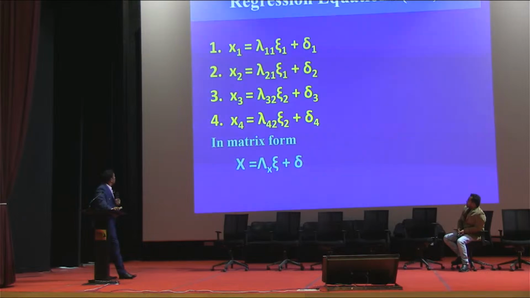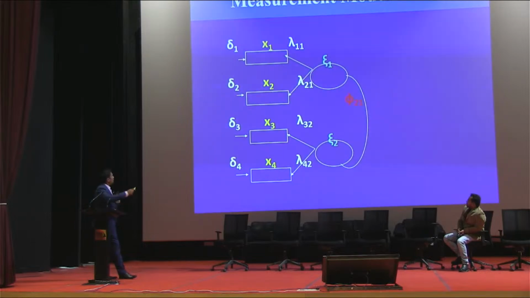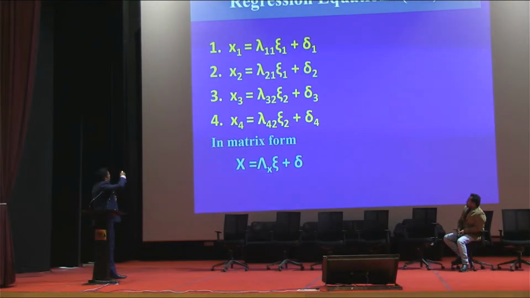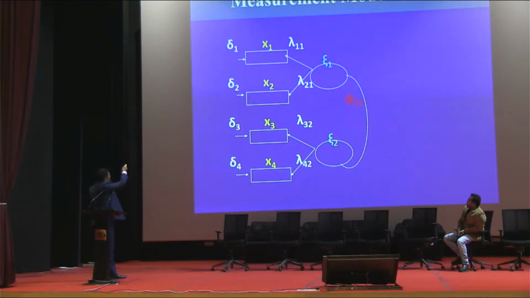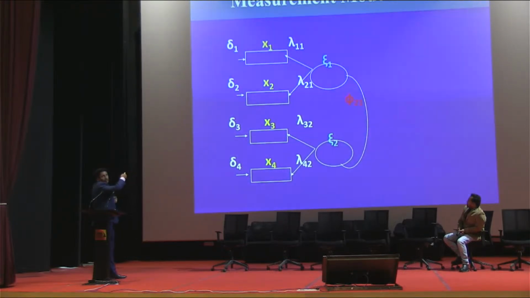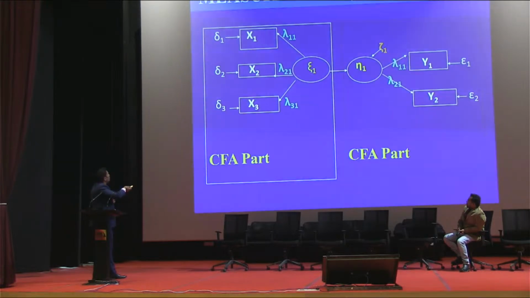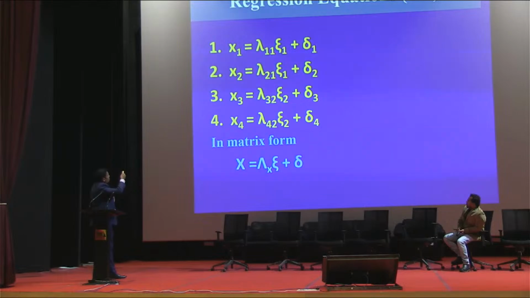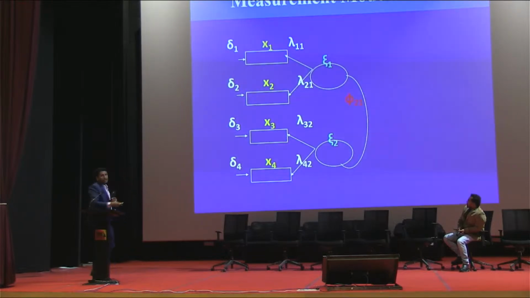How do we get it? You can just focus on any one of the relationships. So here you can see x1, which is the dependent variable, equals lambda 1 into zeta 1 plus delta 1. So that is the structural equation which we are actually talking about, right? These are the different structural equations which we are talking about.